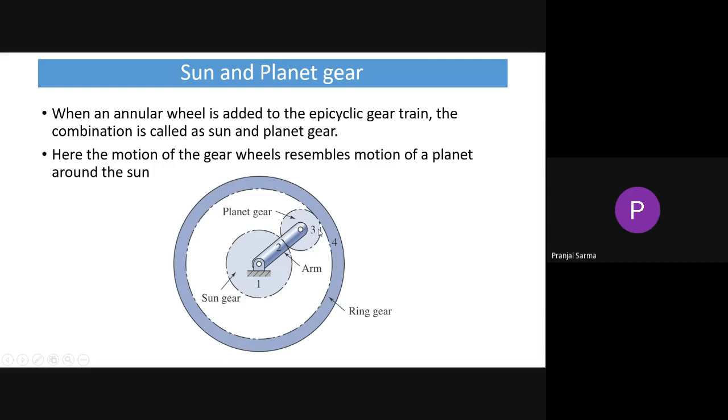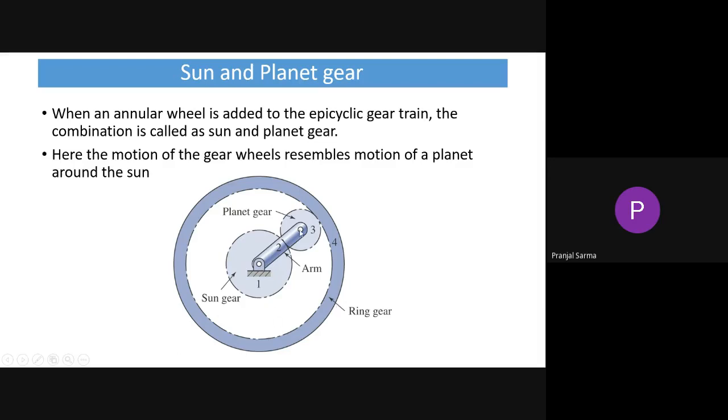So this smaller gear is the planet gear. The center gear is nothing but the sun gear. They are connected by this arm here, number 2 link, and during its course of action this smaller gear 3 will rotate about this sun gear, just like a planet. That's why this gear is known as the planet gear, and the central gear is the sun gear.